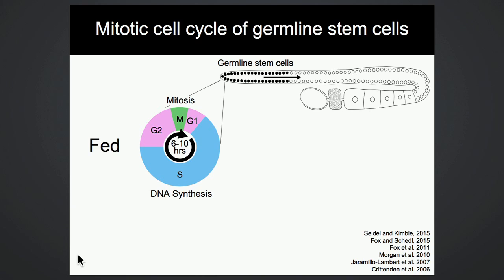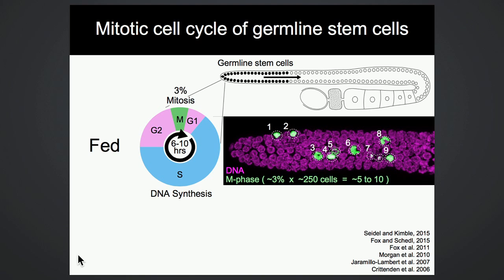Under fed conditions, these cells have been studied extensively and they're known to cycle continuously through the cell cycle with a timing of about 6 to 10 hours. And the mitotic cell cycle in these cells is dominated by S phase and G2, with G1 being very short.